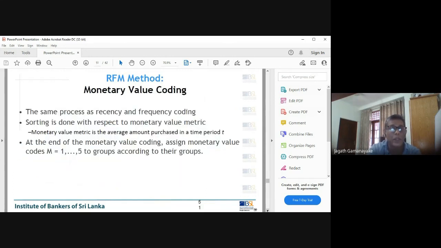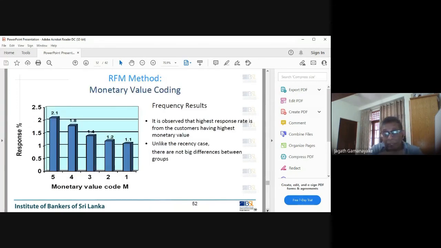Then the monetary value coding. For monetary coding, you use the same process as for recency and frequency coding. Sorting is done with respect to the monetary value metric. The monetary value metric is the average amount of purchase in a time period. Earlier it was frequency, now it is the value. If you look at the value, the highest response rate is from the customers having the highest monetary value. So highest monetary value, highest frequency, and recent people responded.